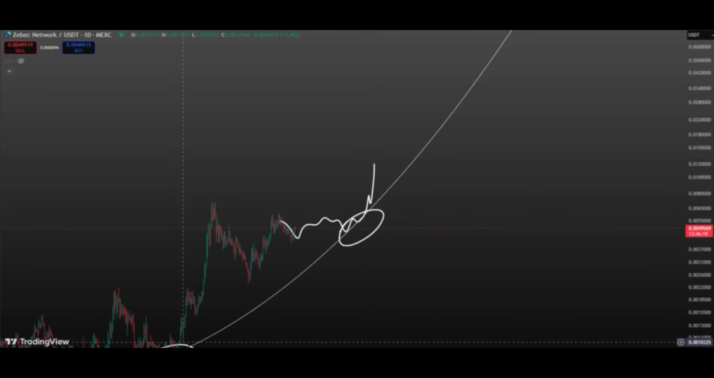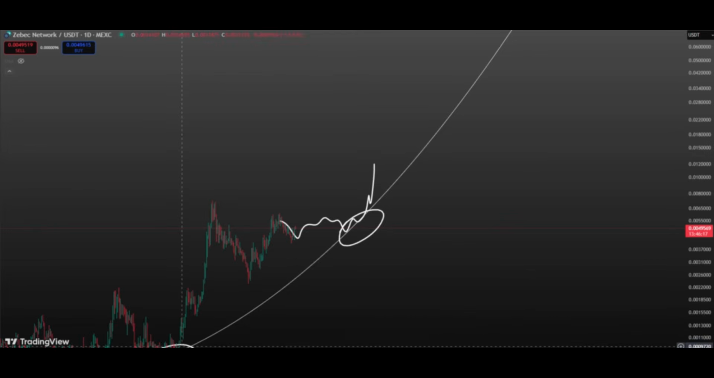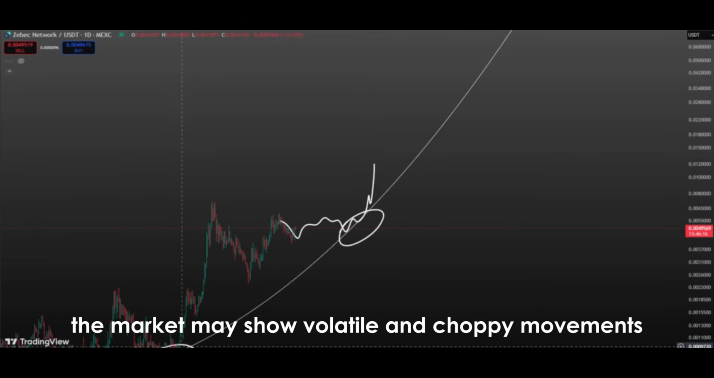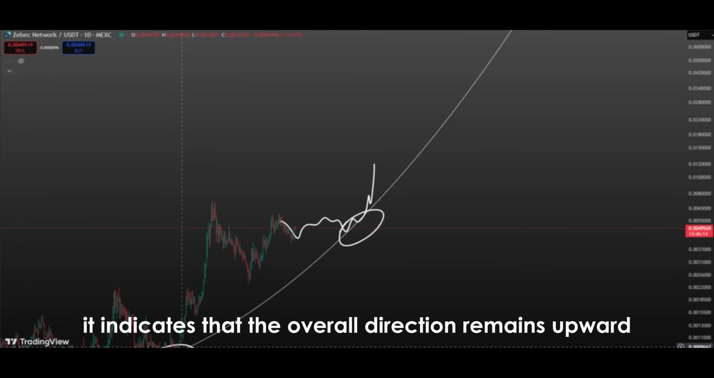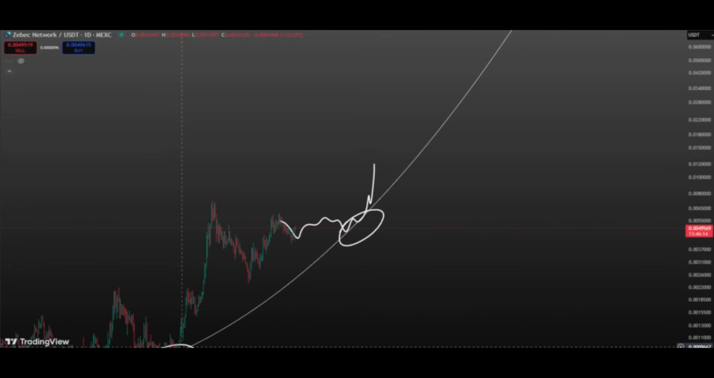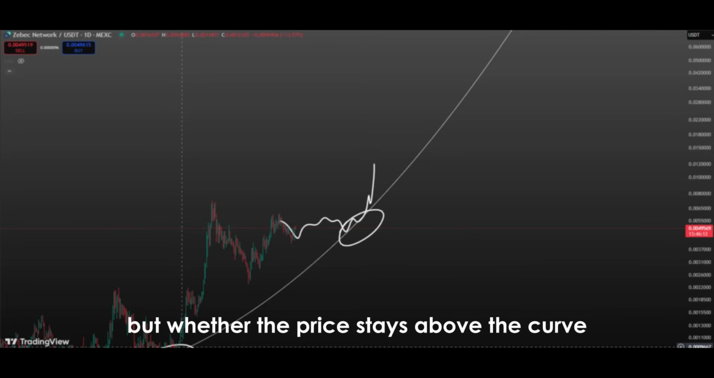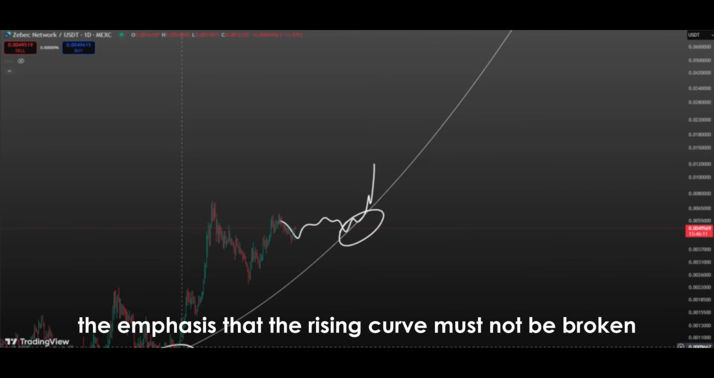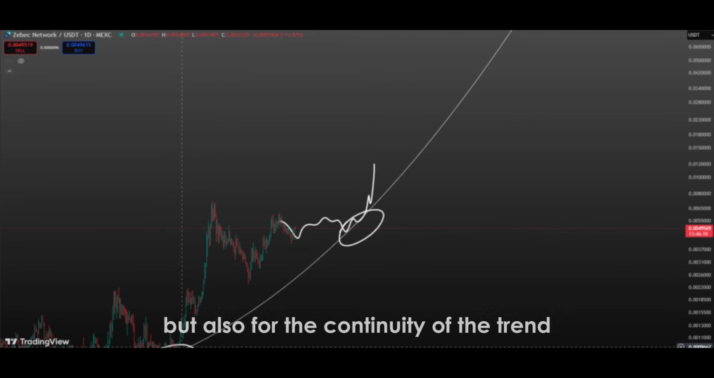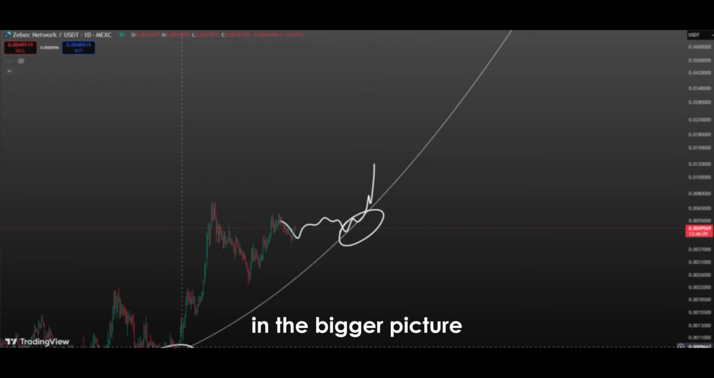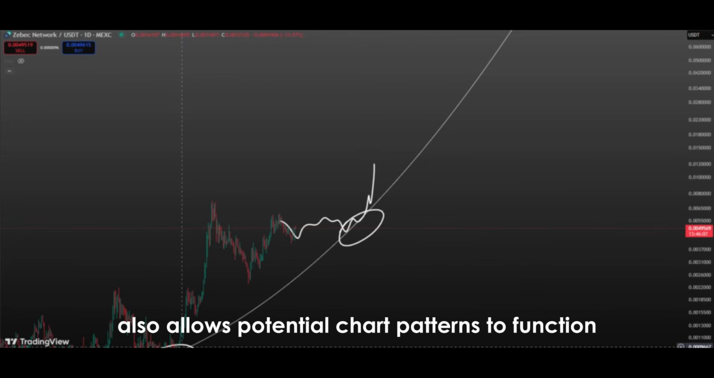Especially in long-term trends, the value of such rising curves increases even further. Because even though the market may show volatile and choppy movements in the short term, as long as it stays above these curves in the long run, it indicates that the overall direction remains upward. For long-term investors, what matters is not short-term corrections, but whether the price stays above the curve. Therefore, the emphasis that the rising curve must not be broken is not only critical for the immediate price action, but also for the continuity of the trend in the bigger picture. The fact that the price does not break such a curve also allows potential chart patterns to function more effectively.